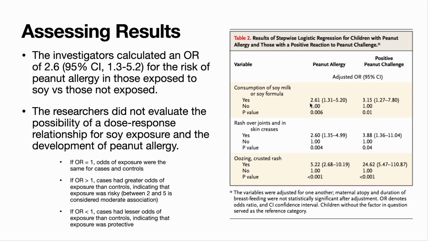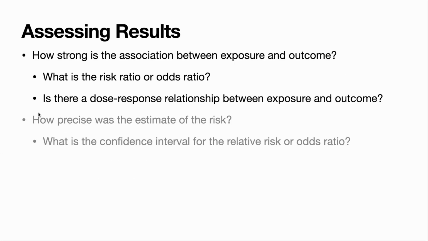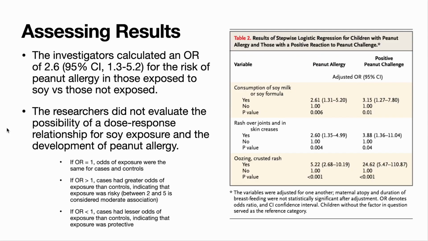So we see our odds ratio of 2.6, which means that yes, cases, those who had peanut allergy, had a greater odds of exposure to soy milk or soy formula than those who did not have a peanut allergy. We also had the question that we wanted to ask, is there a dose-response relationship between exposure and outcome? And here we see the researchers did not evaluate the possibility of a dose-response relationship for soy exposure and the development of peanut allergy.